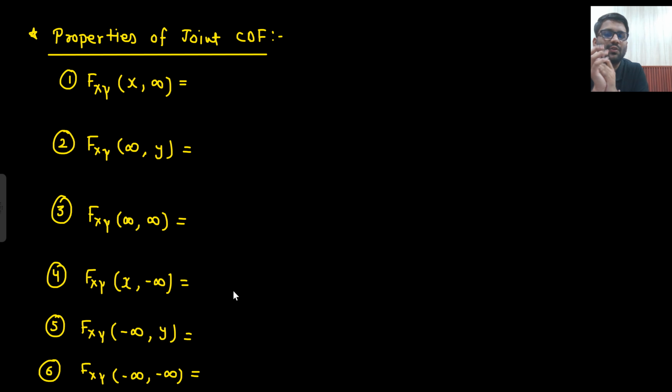Now let's see the properties of joint CDF. So what is the meaning of this? F_XY(x, infinity): probability of random variable X taking values lesser than or equal to x, probability of random variable Y taking value lesser than or equal to infinity.